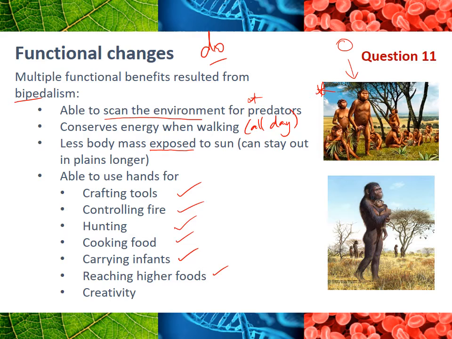And then finally, this was hugely important for creativity and things like art, which that section has kind of been removed from the study design this year, but it's worth just thinking about as well. But being able to do all of these things, being able to craft tools, control fire, go hunting, and cook food, meant we could eat meat, which meant our brains got bigger, which is what we're going to look at in the next slide. So go in and answer question 11, and then we'll have a little look at how this impacted on our cognitive function.